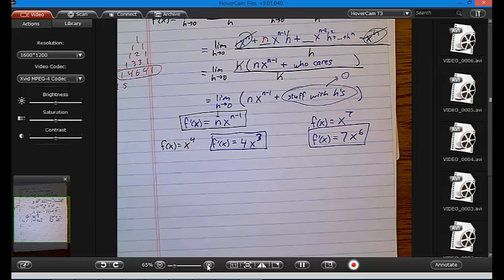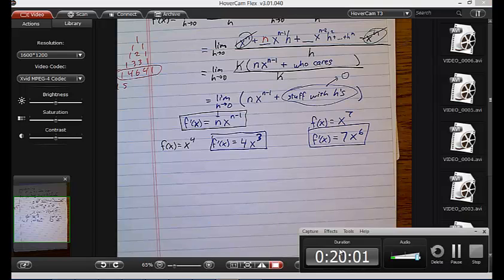Did you guys take a look at section 2? How'd the quick checks go? Should I go through any? 5? Okay.